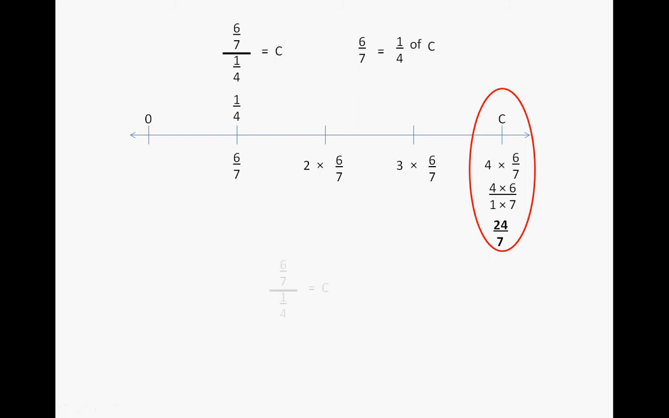Okay, so again, proving that, 6/7 divided by 1/4. C is now 4/1 times 6/7. To prove that we're going to get back to 6/7, we replace the C with 4/1 times 6/7. Notice what happens. 1/4 and 4/1 cancel out, and we're left with 6/7. Okay, next one.